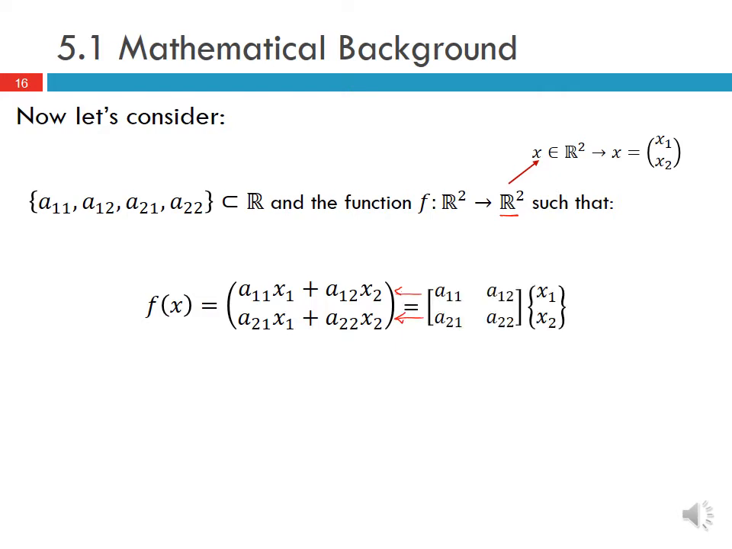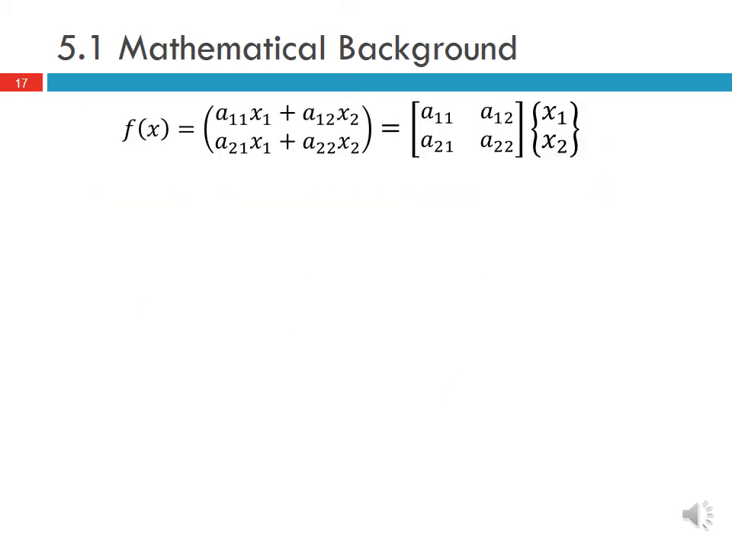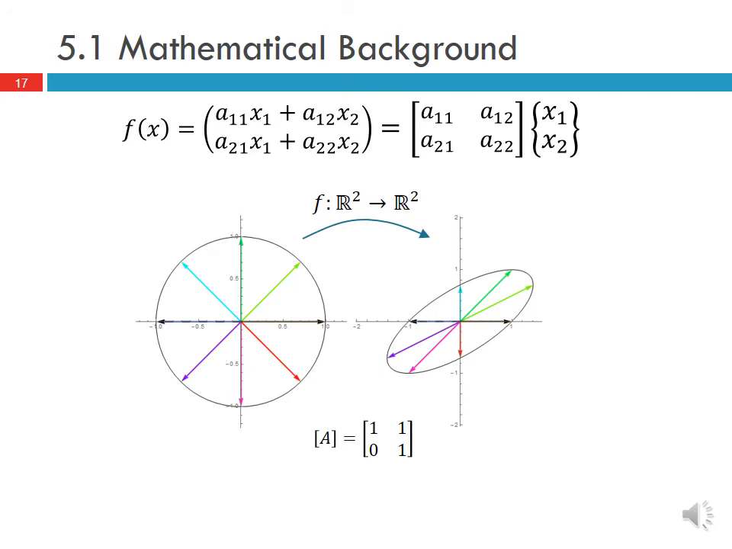So we can write this as A11, A12, A21, A22 times x1, x2 in this matrix notation, which we will talk about quite a bit later. So this we can call A, and this we can call x. So what this does is it takes an element in my space R2 and maps it to a new element in my space R2.